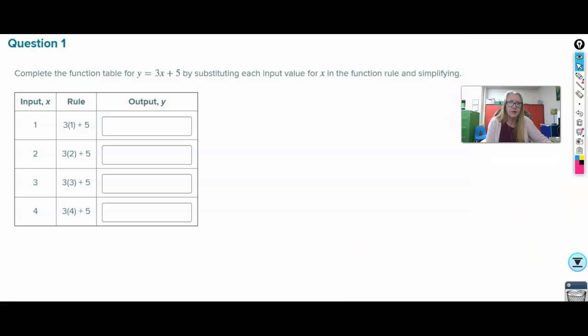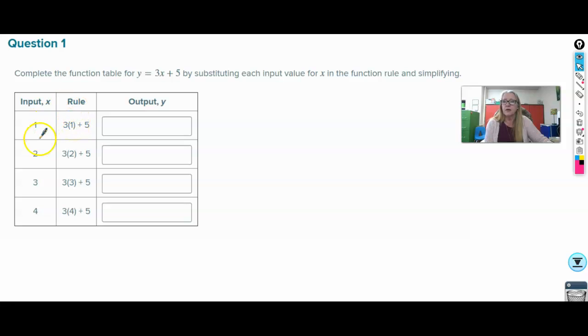Question number 1 looks like this. I could be blocking part of it. Complete the function table for y equals 3x plus 5. They've included the rule column here, which isn't always the case, but they're starting you out easy. What you're doing is taking 3x plus 5, and every time you take the x value they give you and substitute it for the letter x.